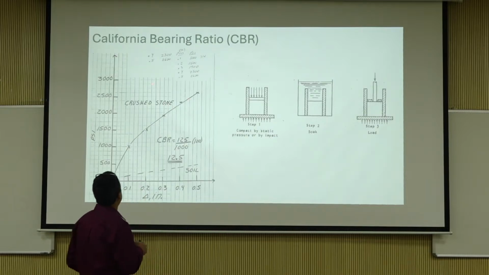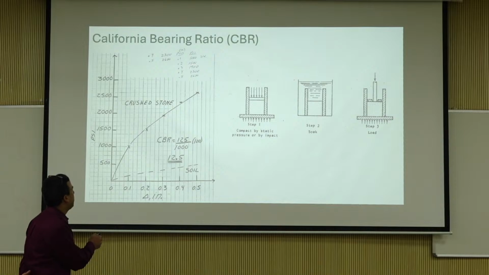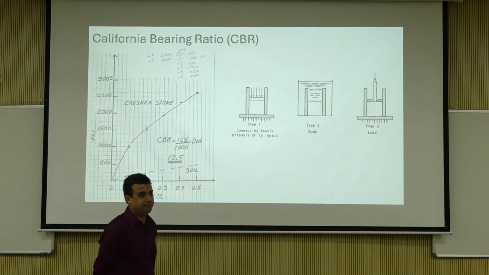So you have the crushed stone values. At 0.1 inch penetration, the crushed stone had a 1000 psi resistance. At 0.2 inch penetration, it had 1500 psi. That is the reference aggregate I'm talking about. Then you test your own aggregate or soil and take the ratio. Whatever your value is here, say 125, you divide that by 1000. So your CBR is 12.5.